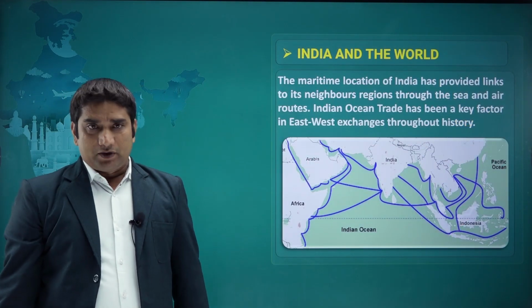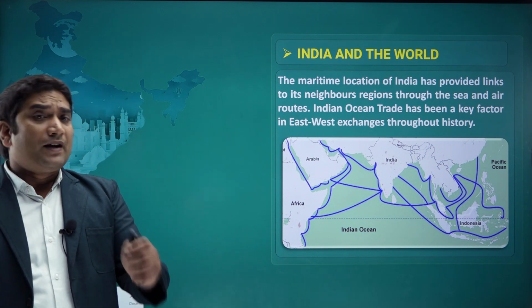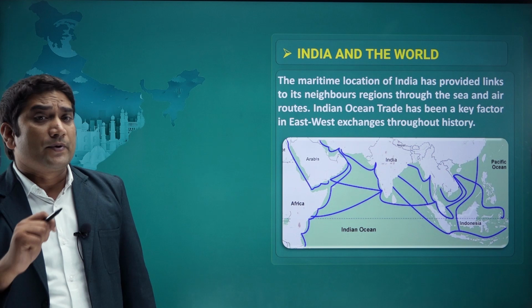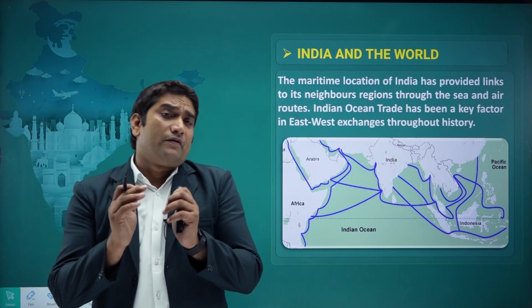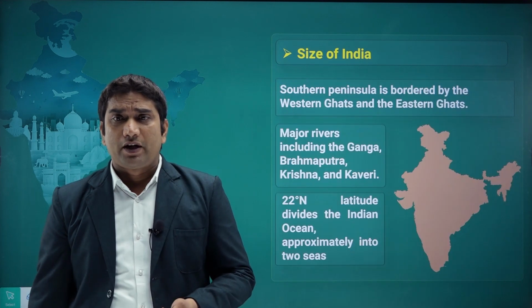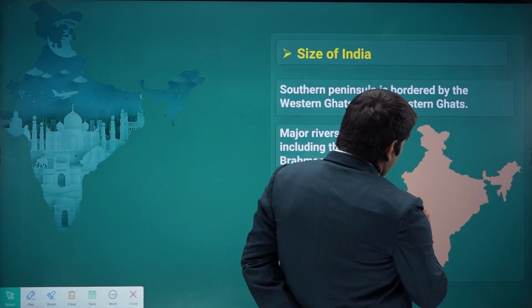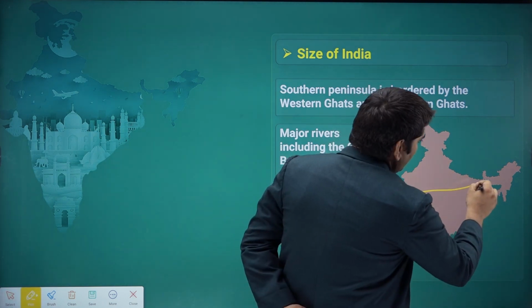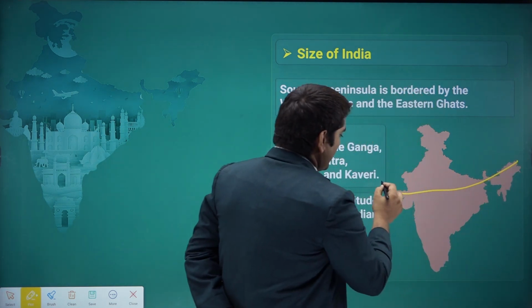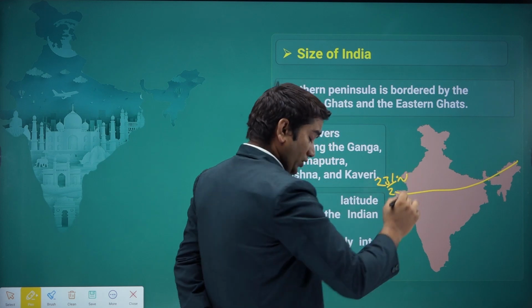Next, India and the world. But see, before going towards this point, we also have to discuss the Tropic of Cancer, because that is again a very important point. So the Tropic of Cancer is again very important. It is denoted by 23.5° north.